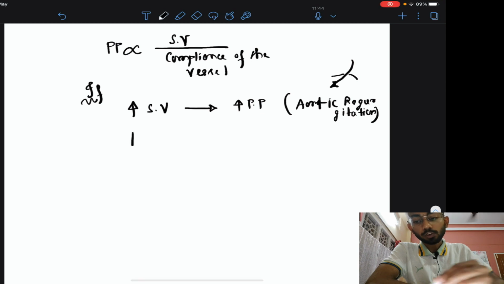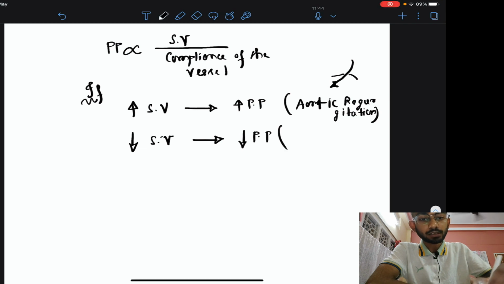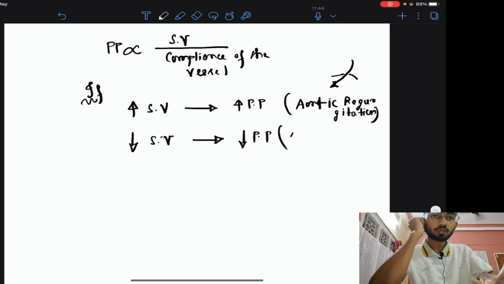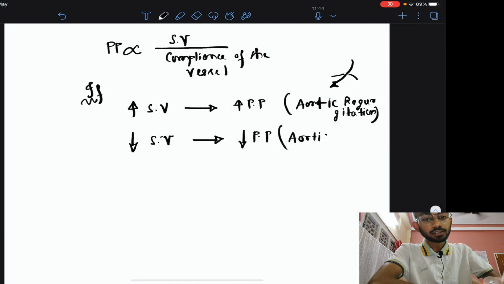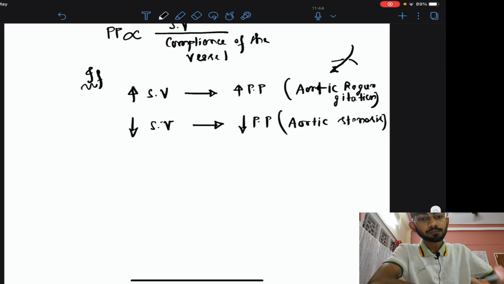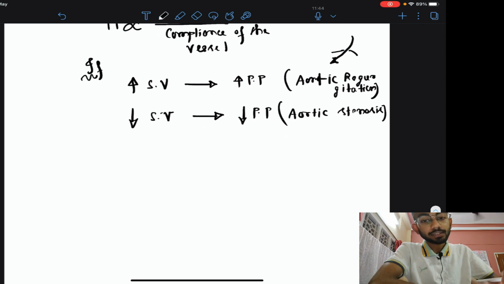Now in case the stroke volume is less, then the pulse pressure will also be less because they are directly proportional. Now what is the condition in which the stroke volume is less guys? That clinical condition is aortic stenosis. Okay, it's simple. If there is aortic valve stenosis, the stroke volume will definitely decrease, and this will decrease the pulse pressure as well.